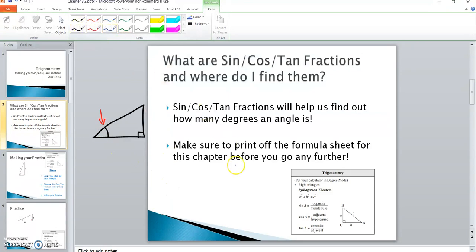Now, the only other piece of advice I'm going to give you at this point is to make sure to print off the formula sheet for this chapter before you go any further. And this is found at the very top of chapter 3 on my RCOA.